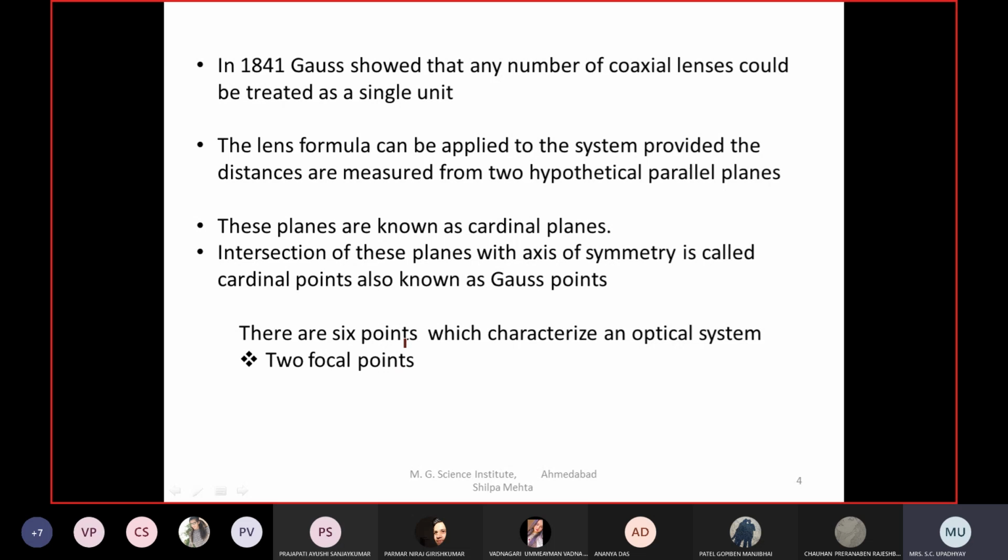You already know the focal point. You measure the focal length and you also know the focal point. The second is very important, and for a complex system this second point is very important. They are known as the 2 principal points or unit points. And the third one is called the 2 nodal points. So for any complex system, besides the focal points, these points are very important, and they are the 2 principal points.